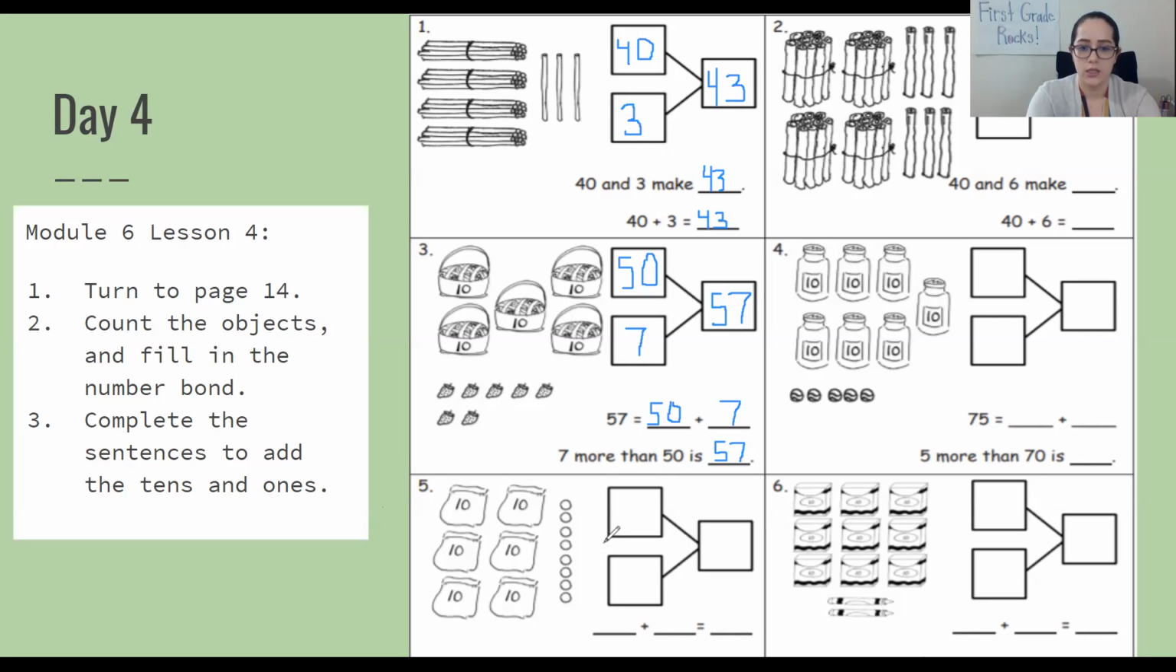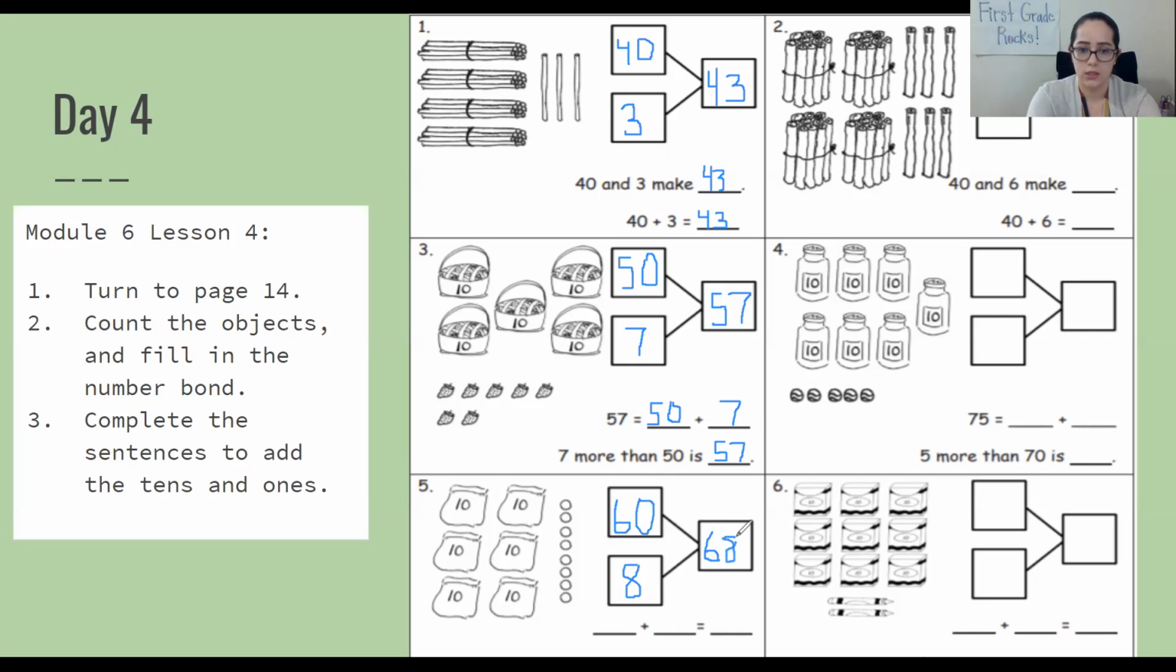All right, and it gets more challenging as you go along. This time it gives you none of it, and you have to go ahead and write it in. So let's just do one more. Let's do number 5. Okay, so I have 10, 20, 30, 40, 50, 60. In ones, I have 1, 2, 3, 4, 5, 6, 7, 8. And I know 60 and 8 makes 68.